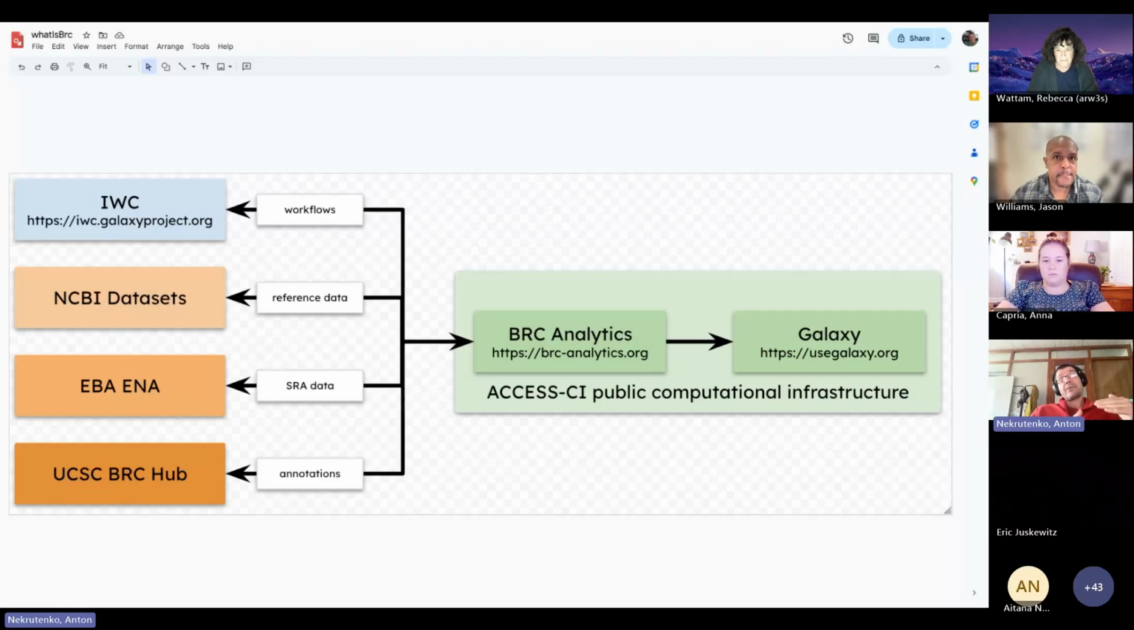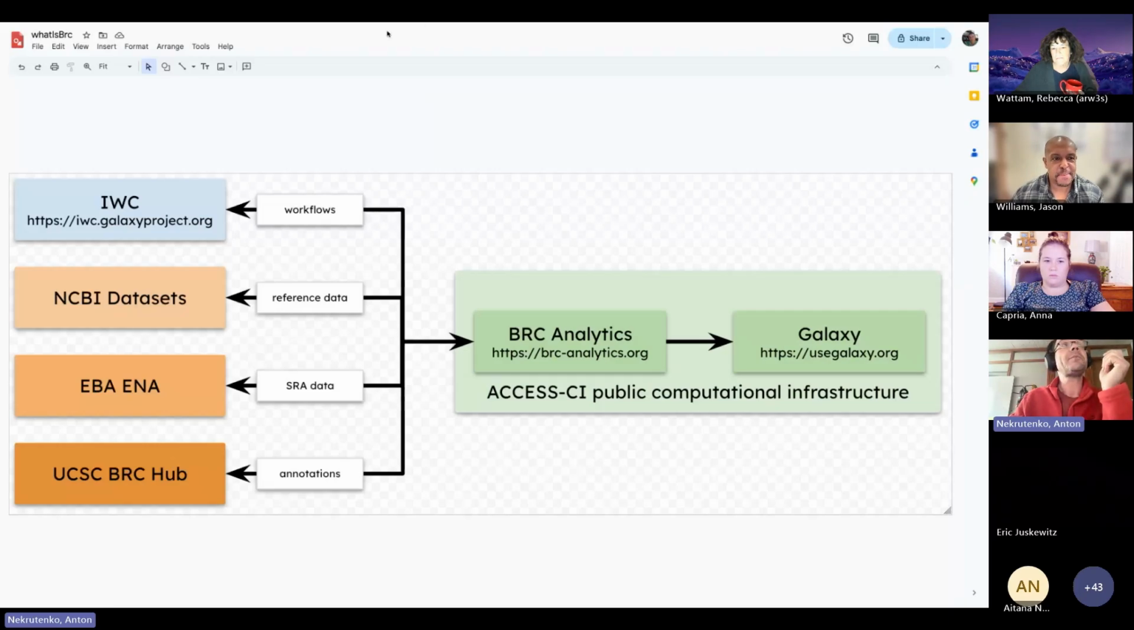It pulls analysis workflows from the IWC Consortium. It's a Galaxy thing which stores community curated workflows. And all of this is happening within the ACCESS CI public cloud infrastructure in the US. So it has virtually unlimited compute resources, and our head nodes are at the Texas Advanced Computing Center. So that's my last slide. I'm just going to show you how to use it.